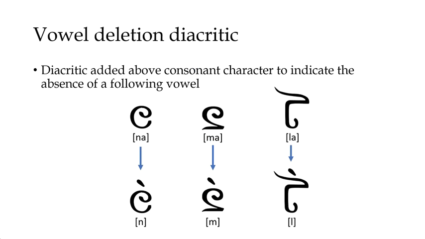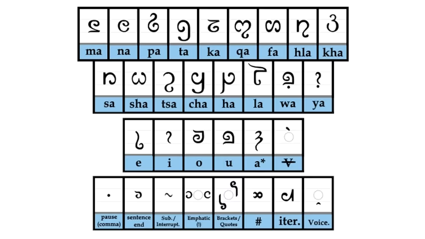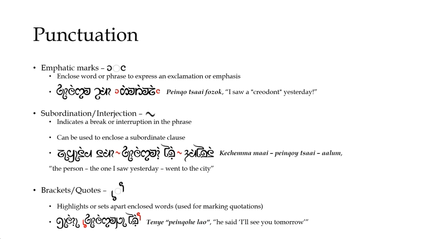To resolve this ambiguity, the scribes decided to introduce a diacritic to tell the reader that the consonant does not, in fact, have a vowel following it. So the result of all this is a system where an individual consonant is assumed to be followed by an R, unless it's overtly followed by another vowel character, or unless it's marked with a diacritic. The system also has some additional punctuation, mostly derived from poetic notation.